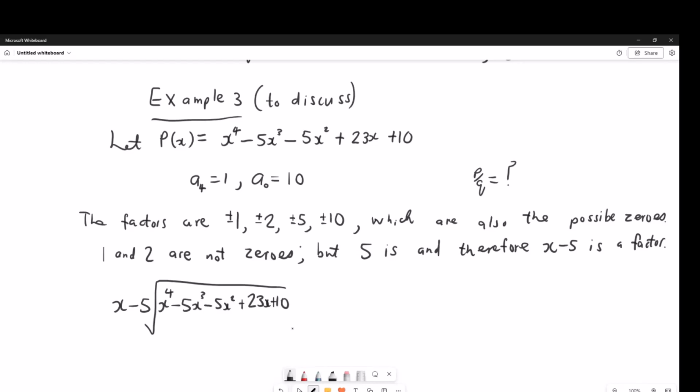So what remains for us is 5, and we check that 5 is a zero. You could check minus 5, plus 10, minus 10, but you don't need to, because you know 5 is a zero, so x minus 5 is a factor. Based on that, you divide x minus 5 into x to the 4 minus 5x cubed minus 5x squared plus 23x plus 10. And then it will show you the other factors, after the long division.